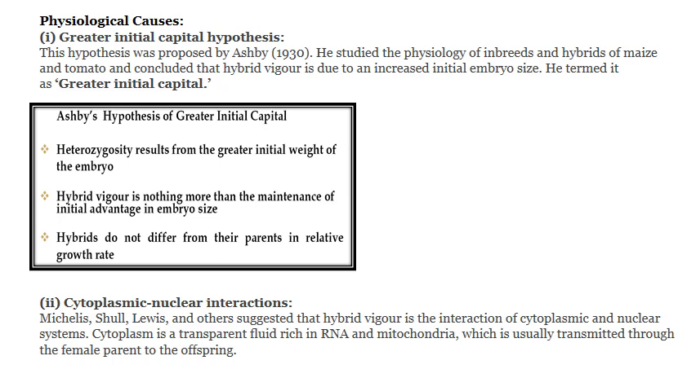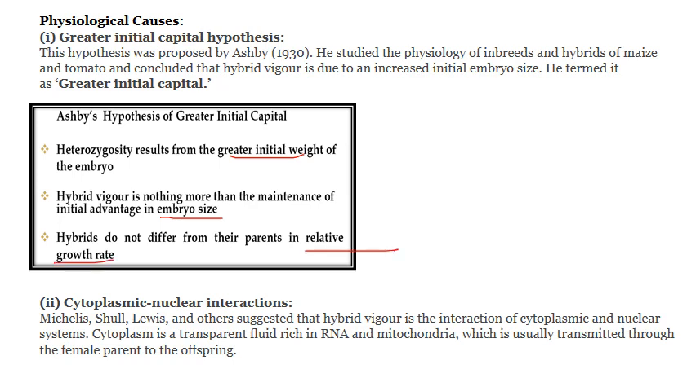I would like to share Ashby's hypothesis of greater initial capacity. Here, heterosis results from the greater initial weight of the embryo, and hybrid vigor is nothing more than the maintenance of initial advantage in hybrid size. Hybrids do not differ from their parents in relative growth rate. Ashby's hypothesis is explained in terms of three things. One is greater initial weight, followed by maintenance of embryo size in the initial stage, and relative growth rate. This you need to remember.